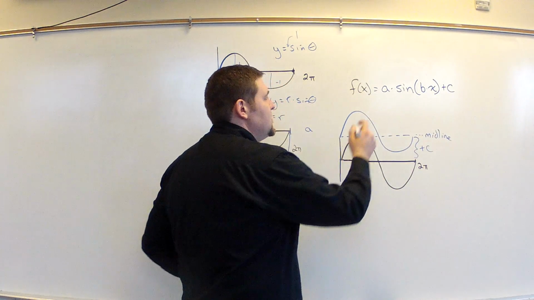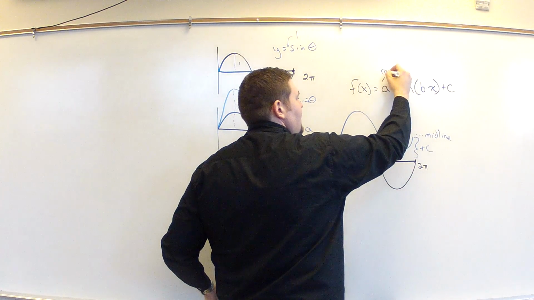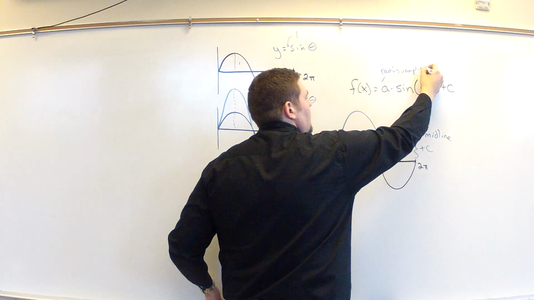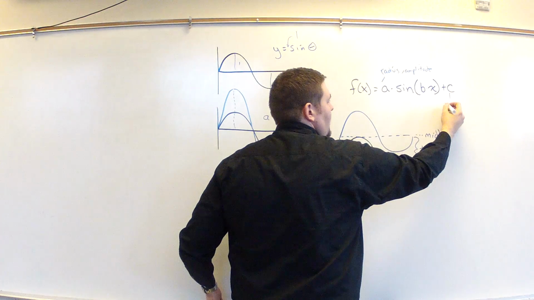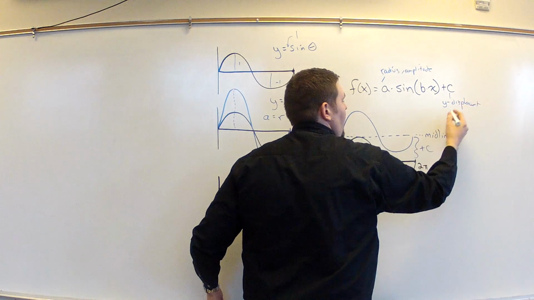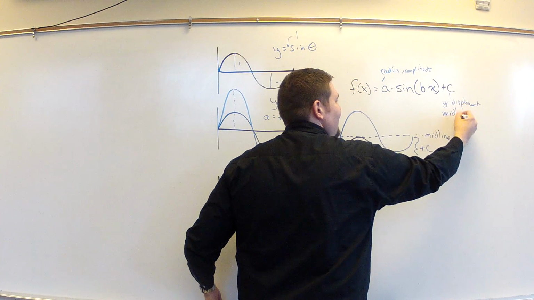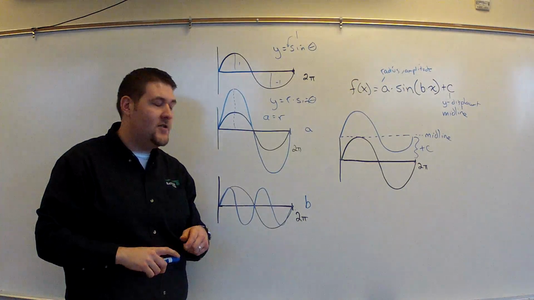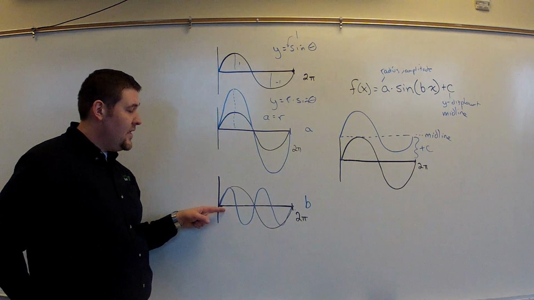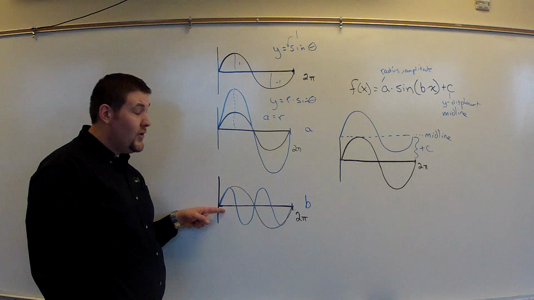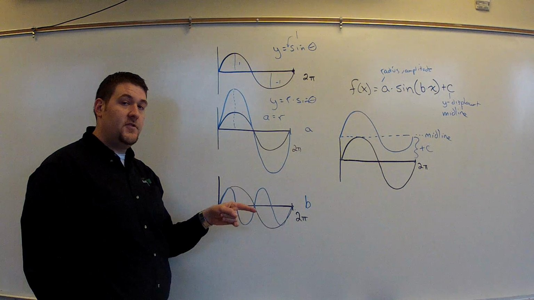So we have the 2 modifications so far. A was the radius and your amplitude. This C was your y displacement. Also your midline. But then that leaves B. Perhaps the more complicated of the features. Here we see an effect of B. By changing B, the multiplier in front of the x, you can change the number of waves you see.